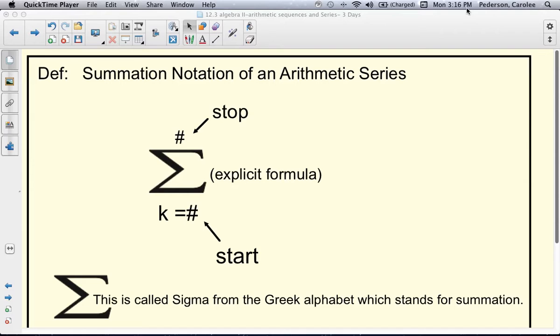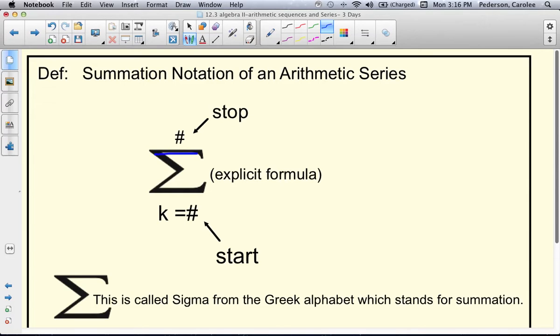Summation notation of an arithmetic series. This big letter here in black, which I'm just overwriting, is called sigma. What it represents is the summation of terms. The right side of the sigma notation is the explicit formula. The bottom number is where you start substituting into the explicit formula, and the top number is where you stop.